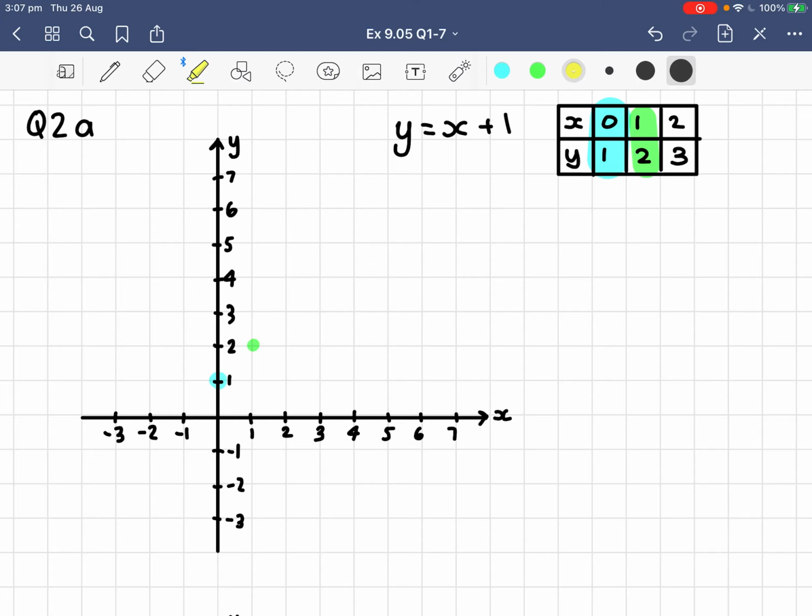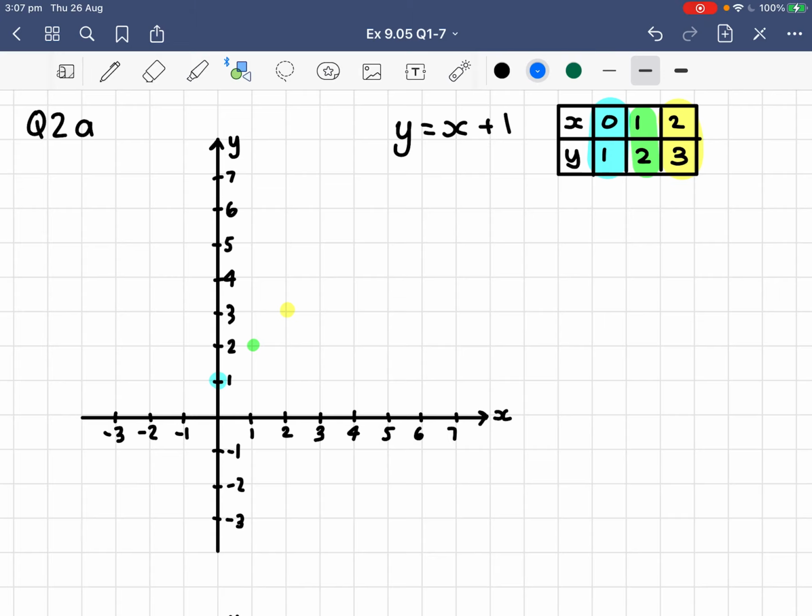Oh, that's a big dot. Our little dot there. And finally, our last one, we have the point (2, 3). So we have an x value of 2, a y value of 3, and our dot is going to go here. Now what we want to do is connect our dots using a straight line.